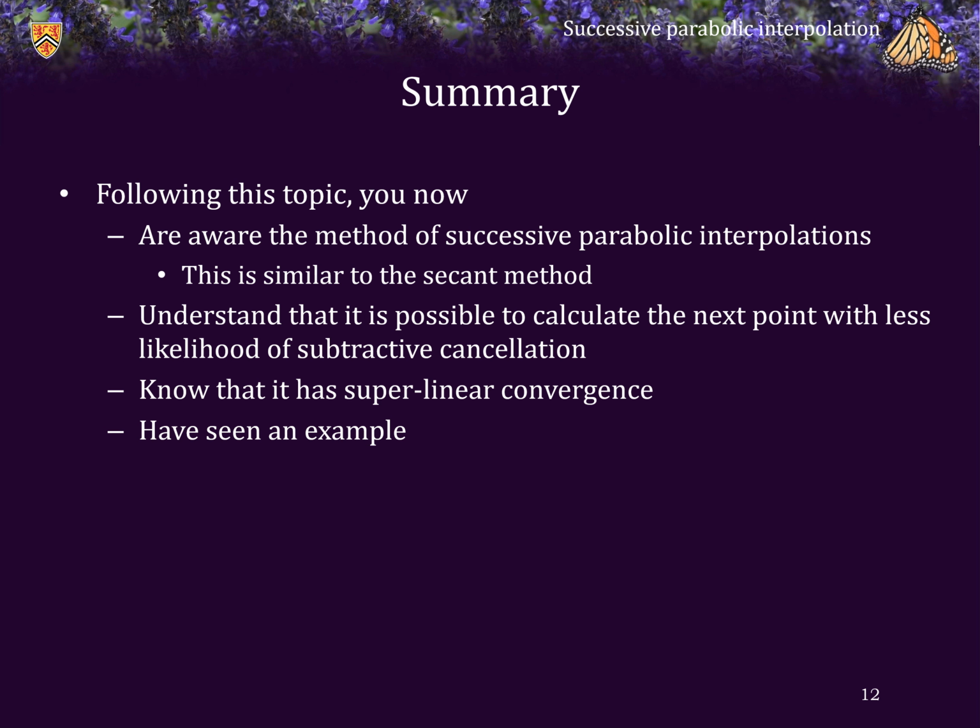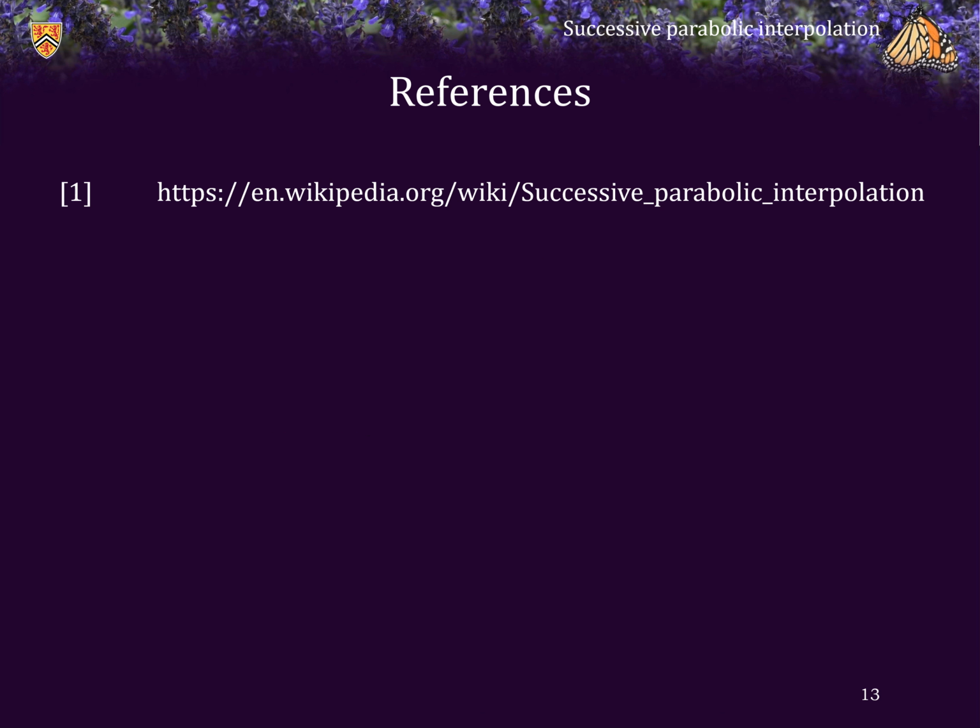Following this topic, you are now aware of the method of successive parabolic interpolations. And this is a technique that is very similar to the secant method. You also understand that it's possible to calculate the next point with less likelihood of subtractive cancellation. You know that this technique has superlinear convergence, and you now have seen an example of the application of this technique.